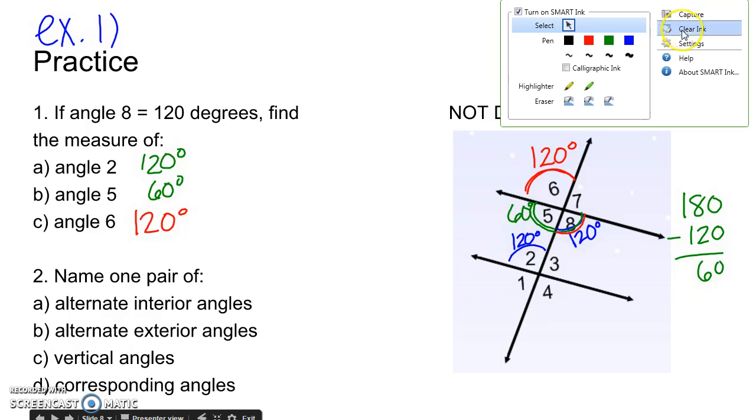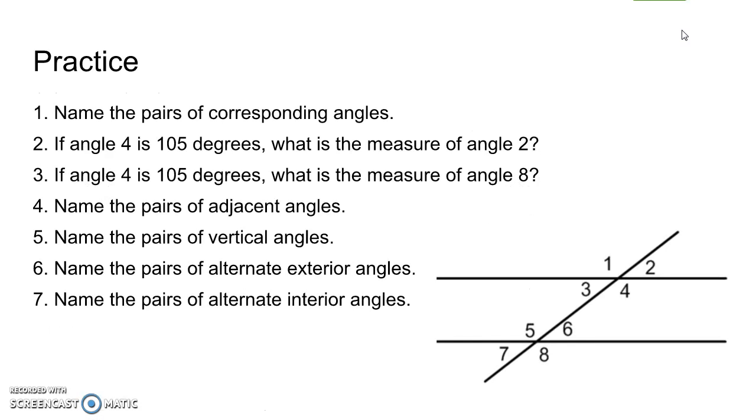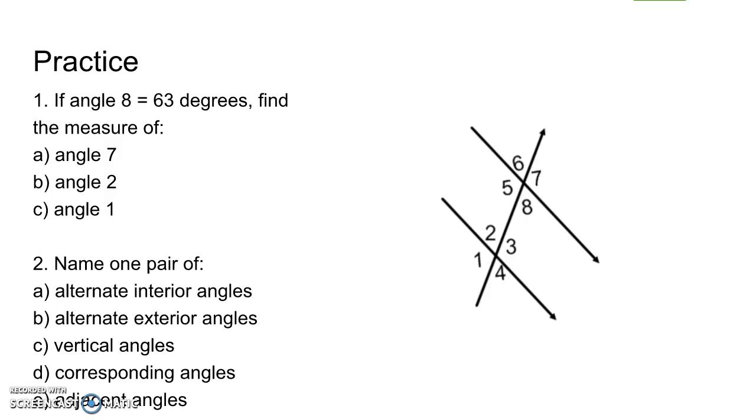Let's try another one where we're finding missing angle measures. Okay, we'll do this one. Number 2, another diagram slightly different than the last one. They tell us angle 8 is 63 degrees. Find the measure of angle 7. So look at 7 and 8. What kind of angles are those? They are supplementary, so I would do 180 minus 63, and that gives me 117.